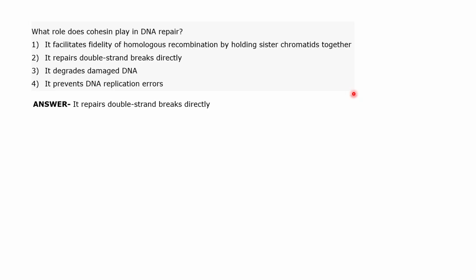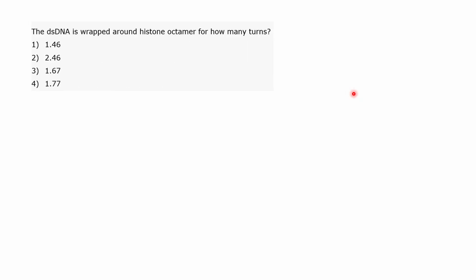Okay, so I hope it's clear. I will just move on to the next question. The double-stranded DNA is wrapped around a histone octamer for how many turns? 1.46, 2.46, 1.67 or 1.77? Which might be the answer?